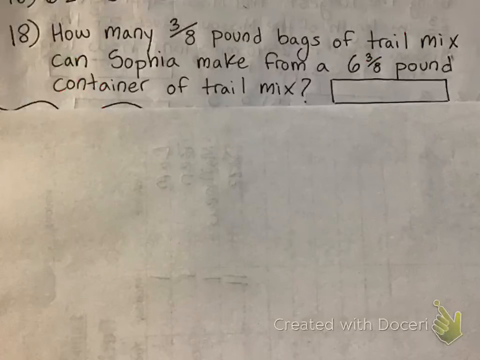Excellent. So, how many 3/8 pound bags of trail mix can Sophia make from a 6 3/8 pound container of trail mix? So, what is the operation that we're doing here? Addition, subtraction, multiplication, division. What's the operation that we're doing here? What do we think, Stephanie? So we're going to be doing division. We know because we are splitting our trail mix into other bags. So we are dividing. What are we dividing by what? Tell me, what are we dividing by what, Kyle?